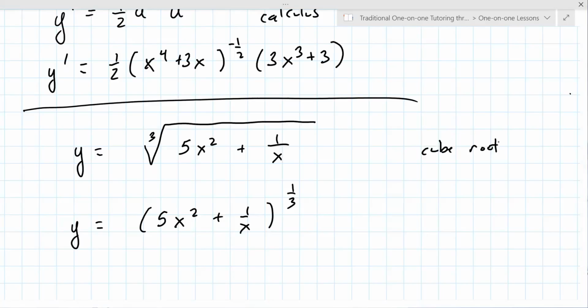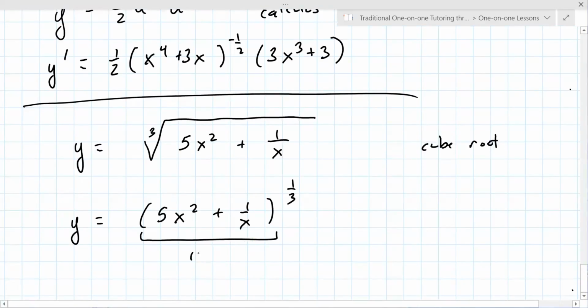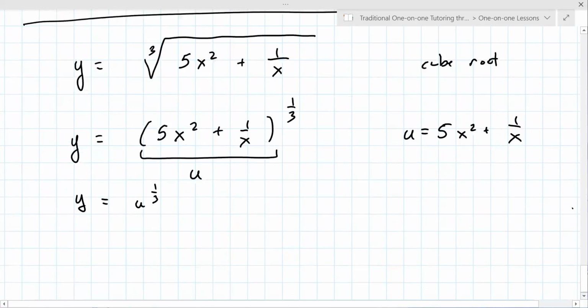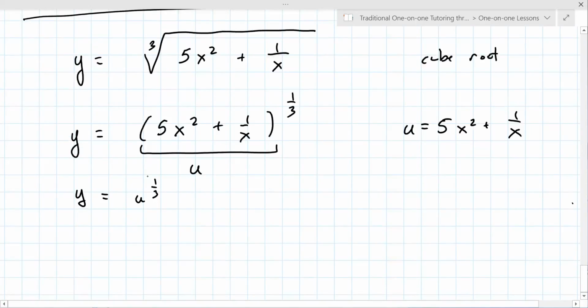Then the y prime is... Well, we got to do the u first. This is u. So y equals u to the 1/3 power, and u is 5x squared plus 1 over x. So now when you take the derivative of this, right? Wait, I just want to understand what happened over there.